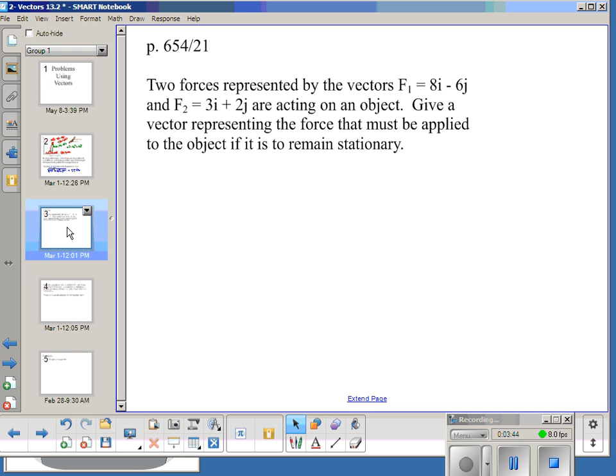So here we have 2 forces. Forces are also often represented by vectors. If you split up a force along a line into its horizontal and vertical parts, then it's much easier to add forces than it is to use the vectors in their angles. Because here, when you want to figure out what we need to do so that it's stationary, our overall force has an 8i and a 3i, so it's 11i, a force of 11 in the i direction, and then minus 6 plus 2 is going to be minus 4 in the j direction.